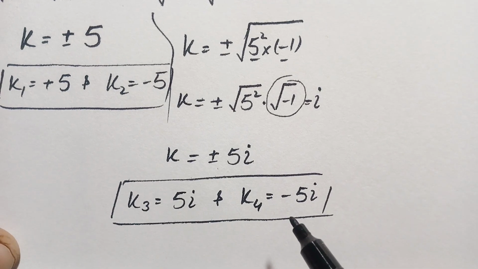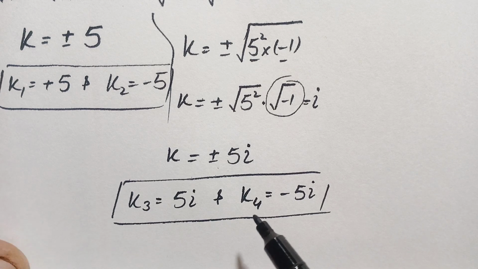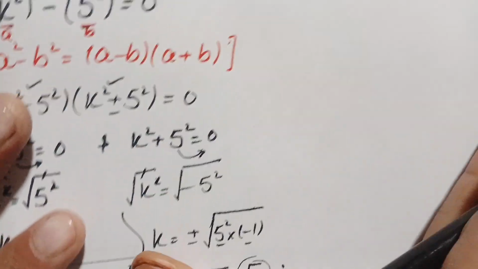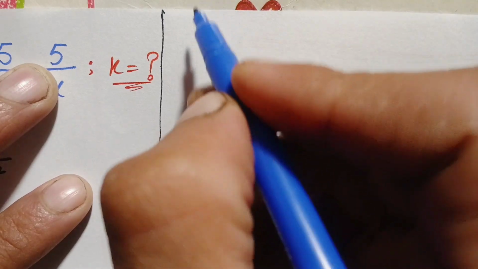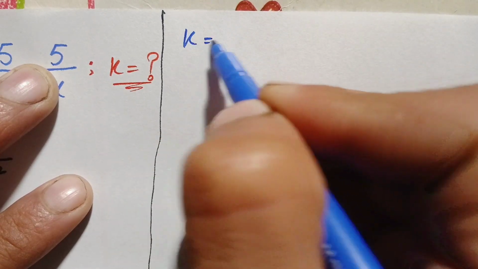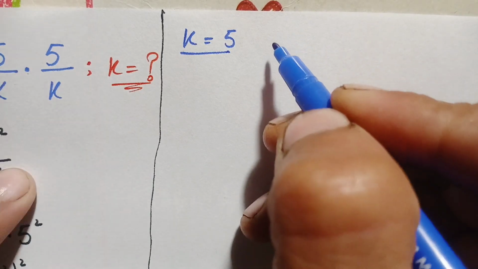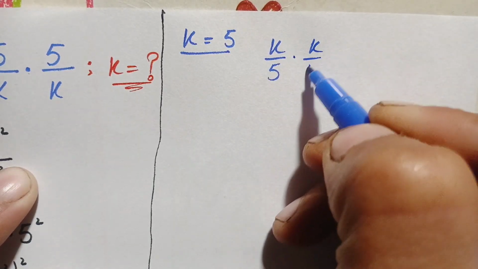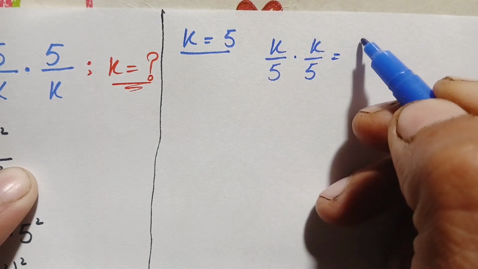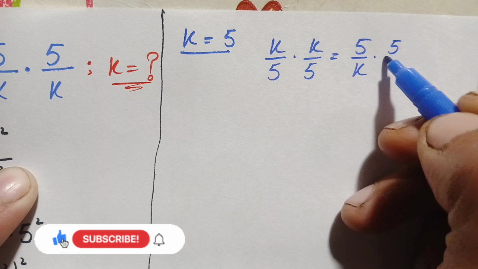Here we will try to verify whether these values are exactly correct or not. So we will check these values here. Let's first check the value k is equal to plus 5. So k is equal to plus 5. Now what is the equation? The equation is k/5 times k/5 is equal to 5/k times 5/k.